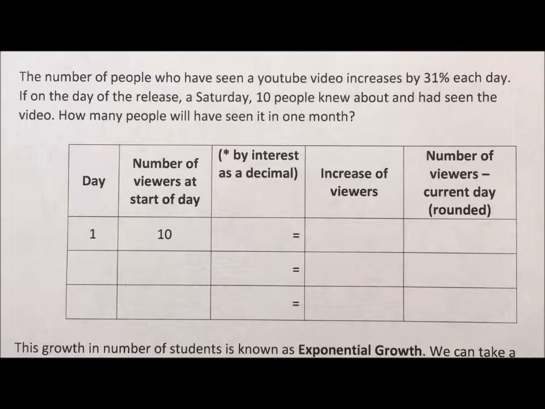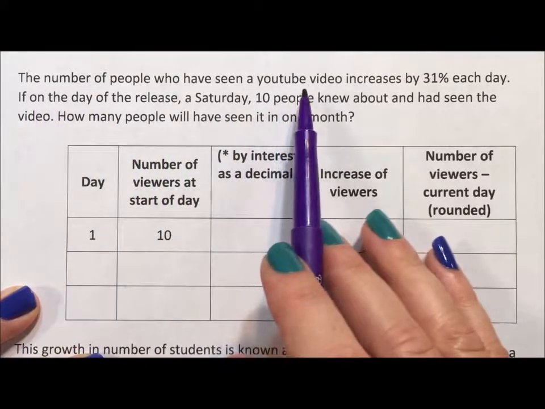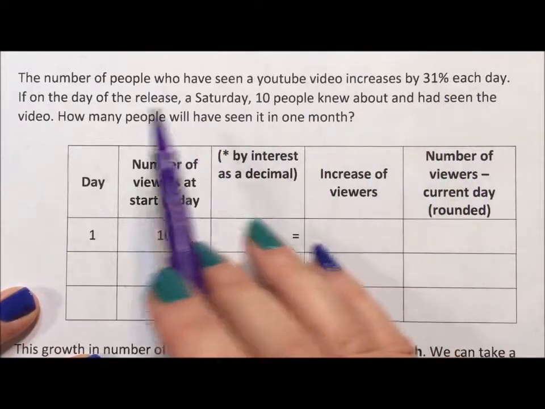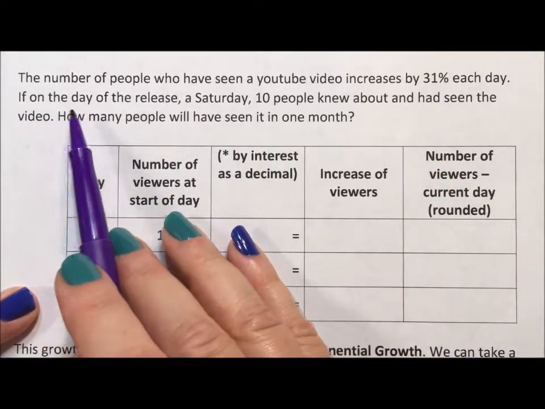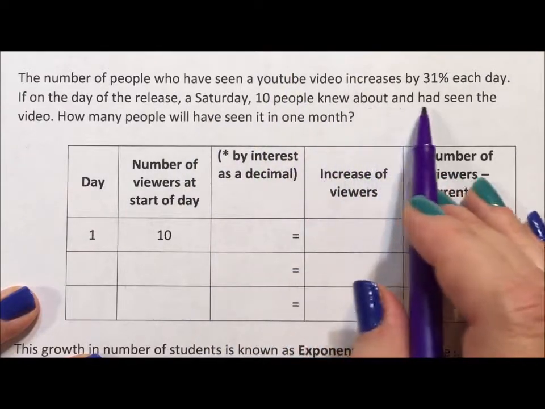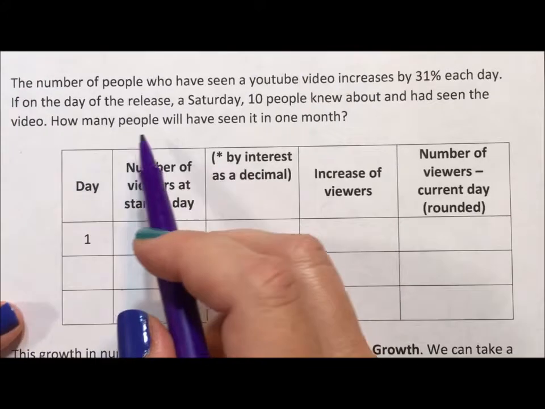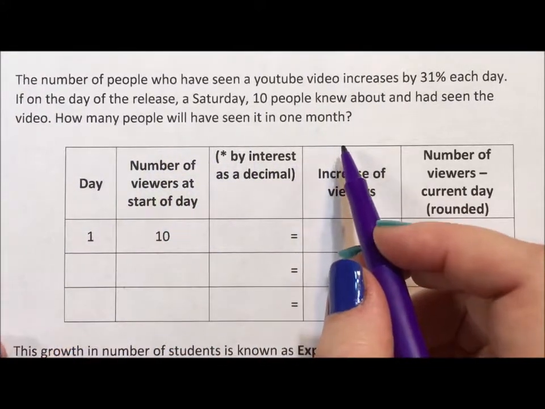Today I'm doing a series of videos on exponential equations. In this video, we will be introducing our exponentials. The situation we have here is the number of people who have seen the YouTube video increases 31% each day. If on the day of the release, a Saturday, 10 people know about and have seen the video, how many people will have seen it in 1 month?